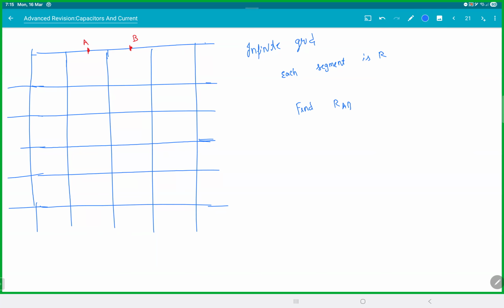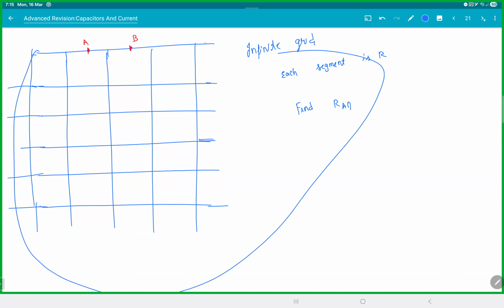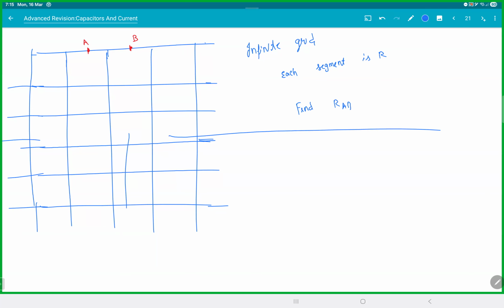Meaning on the top, it is not infinity. At the bottom, this full thing is infinity. This side, infinity, infinity, infinity. The upper side, you can see the top surface. Find RAB. In the class notes, what we did was a big grid, and I gave you two points in the middle, A and B.